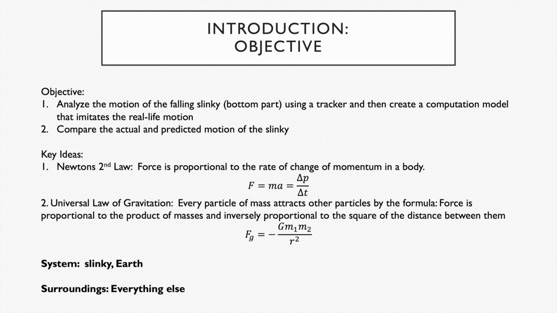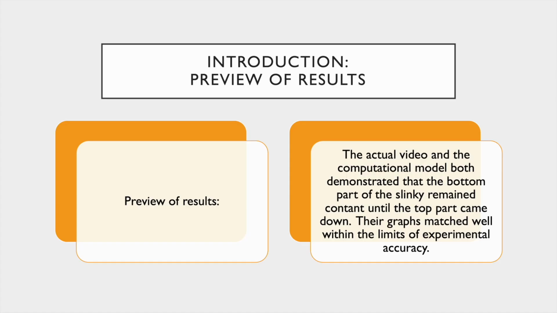The key ideas here are Newton's second law, that says force is proportional to the rate of change of momentum in a body. Second is the universal law of gravitation. Every particle of mass attracts other particles by the formula, and force is proportional to the product of masses and inversely proportional to the square of the distance between them. The system in this case is the slinky and the earth, and surroundings is everything else.